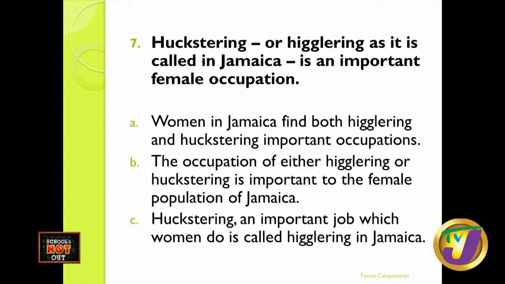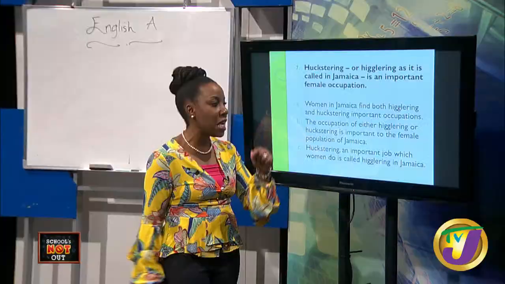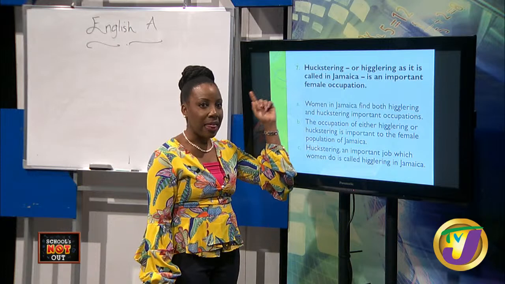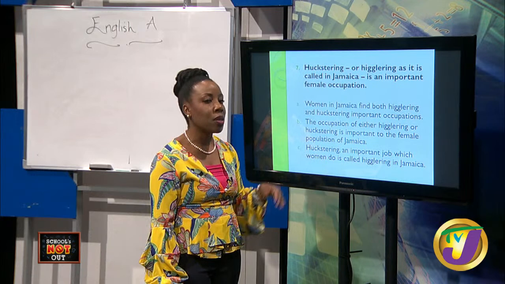Let's look at B. The occupation of either higglering or huckstering is important to the female population of Jamaica. Do you see the conjunction in this sentence? What kind of conjunction do we have in B? We have either/or, a correlating conjunction, if you remember grades 7 and 8 lessons. Again, the idea being established is that we are talking about two jobs, suggesting either one or the other. And remember, number 7 is speaking about one thing that has two names. So yes, B would also be considered incorrect.